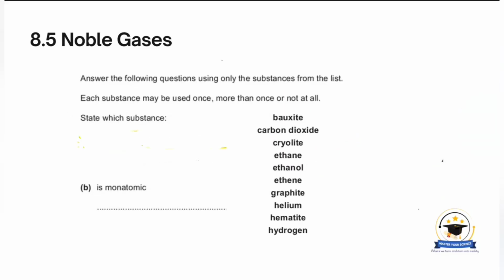And the next question says, answer the following questions using only the substances from the list. Each substance may be used once, more than once, or not at all. So it says, state which substance is monatomic. So that has to be a noble gas element. And if we look at our list, only helium there would be a noble gas. So helium is monatomic.